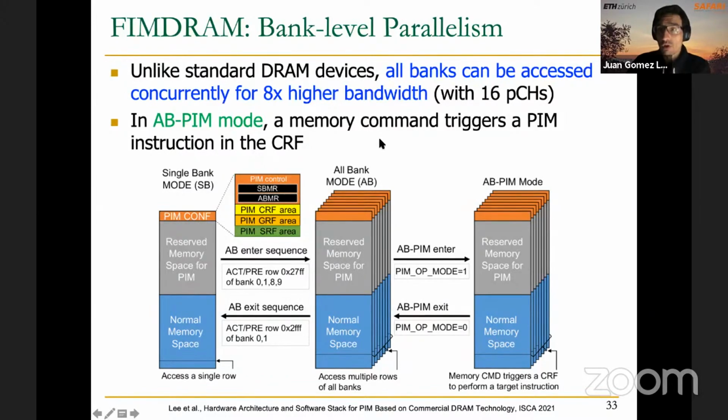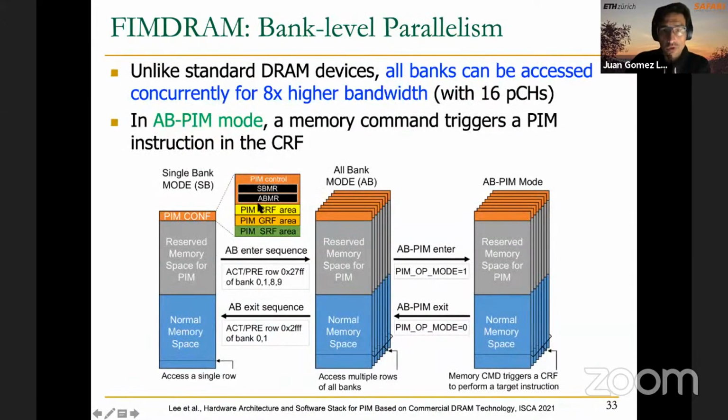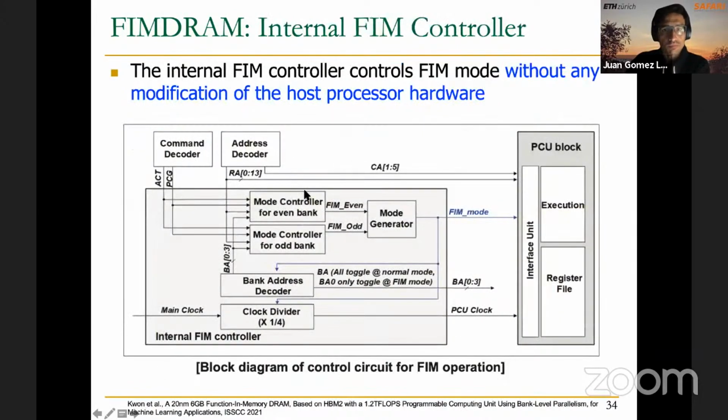And every time that the memory controller issues a memory command, this will trigger a new PIM instruction that is read from one particular register in this CRF area. We are going to talk about these registers very soon. But then you may be asking yourself, how is it possible to enable a processing in memory system on an HBM memory or other type of DRAM memory without modifying the memory controller at all?